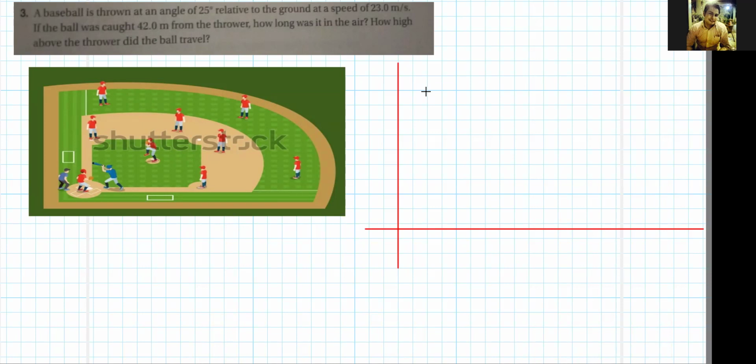How long was it in the air? And the second question is, how high above the thrower did the ball travel? You can see we have a diagram with different positions in a baseball game. But basically our objective is that we have a ball in any position, it doesn't matter. But imagine that, for example, this player has a ball here.